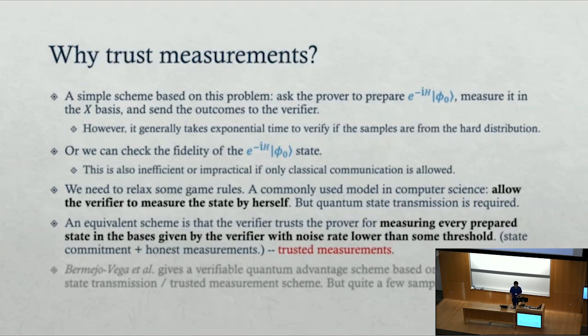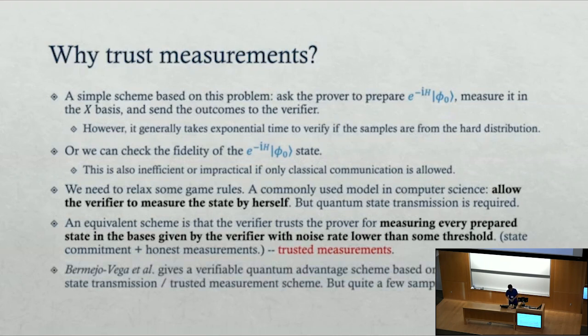That is, the verifier trusts the prover for measuring every prepared state in the basis given by the verifier with noise rate lower than some threshold. So this is a scheme that we call the trusted measurement scheme. And it actually contains two parts. The first part is the state commitment, meaning that the prover must prepare the state without knowing what measurements to perform. And the second part is honest measurements.